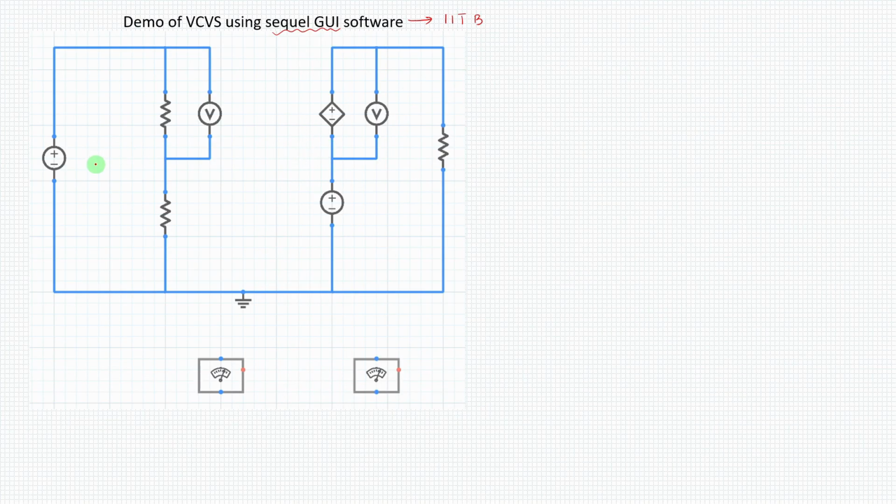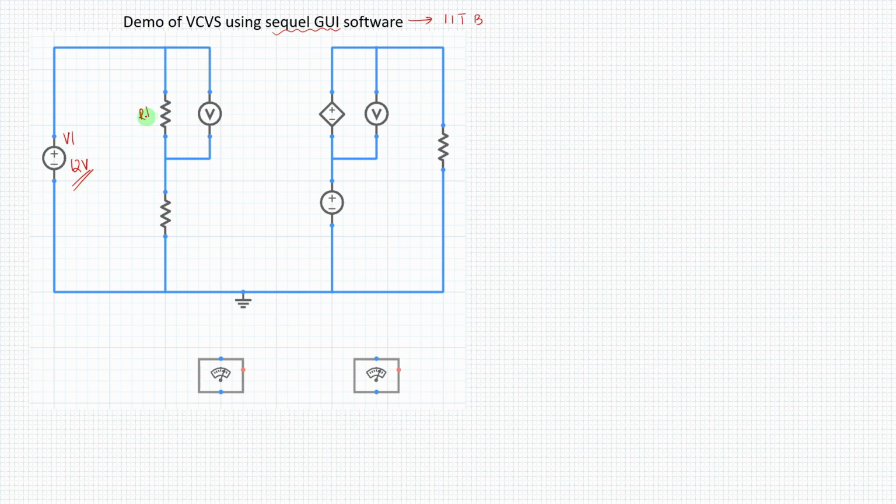Now this circuit has a lot of elements. As a matter of fact, you don't have to bother about the working of the circuit. You just have to see the points which I am trying to mention here. This has a voltage source, an independent voltage source V1. Let us call it 12 volts. There is something a little bit special about this voltage source, which I will tell you later.